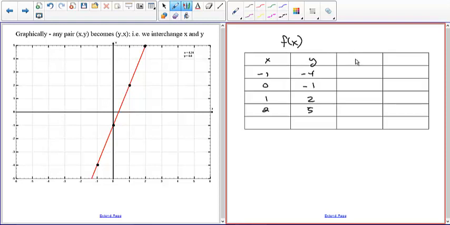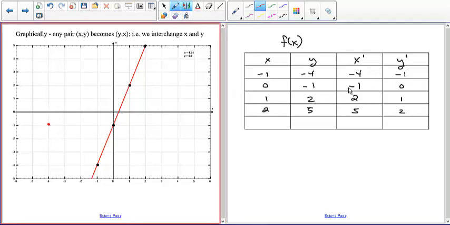Now what we're going to do is we're just going to switch the x and the y. So I'll call this x prime and y prime. So now y becomes x prime, and x becomes y prime. So let's plot those 4 points. So you have -4, -1. Then you've got -1, 0. That's that point. You've got 2, 1, that's that point. 5, 2.